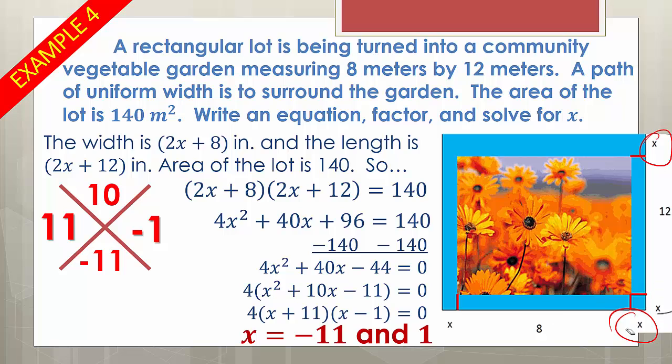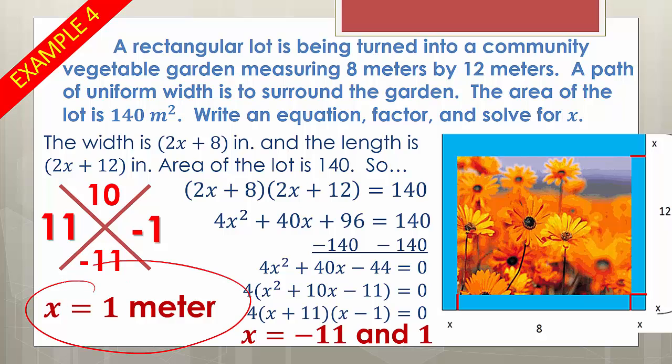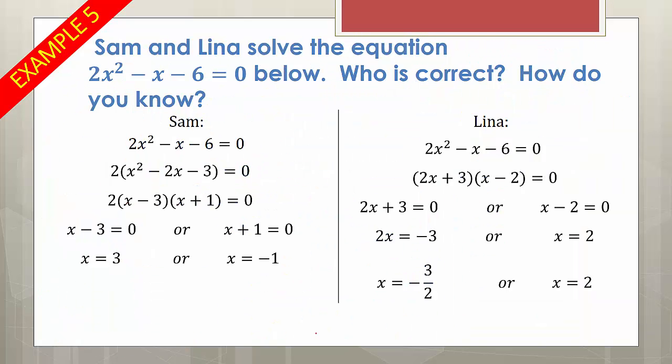However, there is a problem. We have a problem in a real-world context here, which means that all of our lengths, this x, the width of this path, has to be positive. We can't have a width of negative 11. That doesn't work. There's no way for that to work. So x actually only equals 1. You don't even have to include the meter. I did for the heck of it, but this is actually the correct answer. So in real-world problems, very often you are going to eliminate one of the answers because it doesn't make sense in a real-world context.